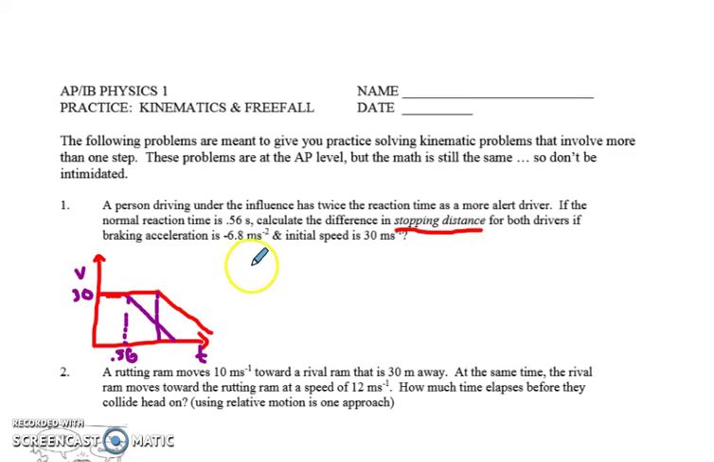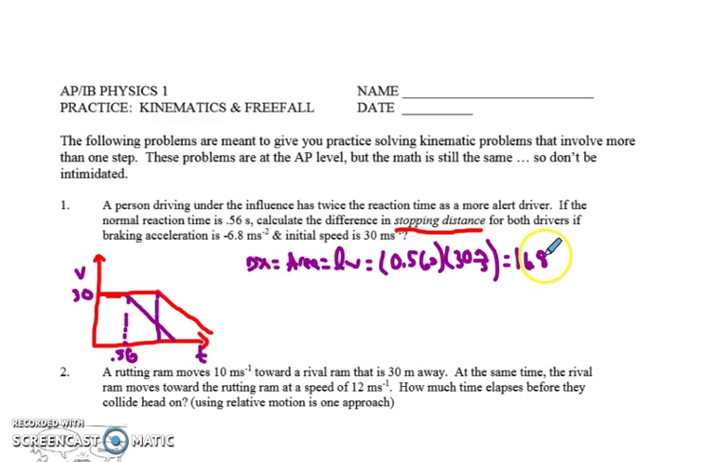So the extra distance traveled is going to be equal to the extra area, which really is just a rectangle. So it's really just the length times the width. The most straightforward way of dealing with this is taking that extra time, which is 0.56 seconds, and multiplying it by the 30 meters per second. And that gets you the 16.8 meters.